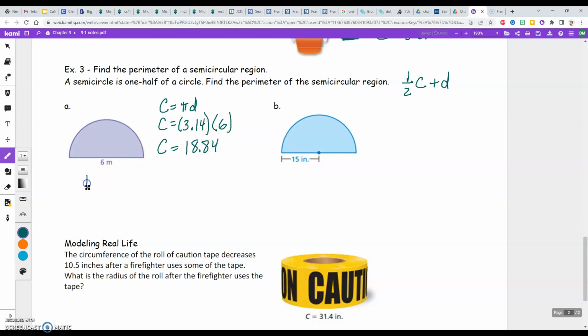Now in this case, we already know the circumference, so we go 1/2 the circumference. And now we also already know the diameter. So plus the diameter, so we've got 1/2 of 18.84 plus 6. Throwing that into the calculator, we get 15.42 meters.